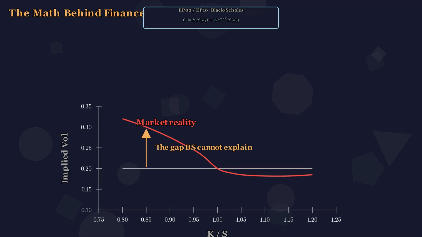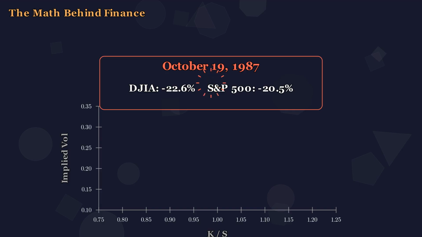This gap between theory and reality is the smoking gun. Black-Scholes says every strike should agree on one number. The market says they do not. The skew was not always there. Before October 1987, implied volatility was roughly flat, just as Black-Scholes predicted.